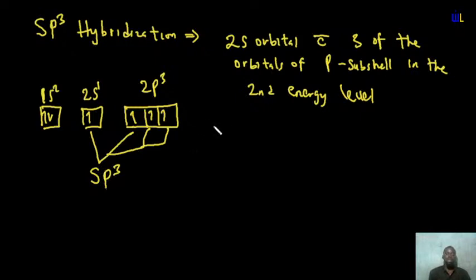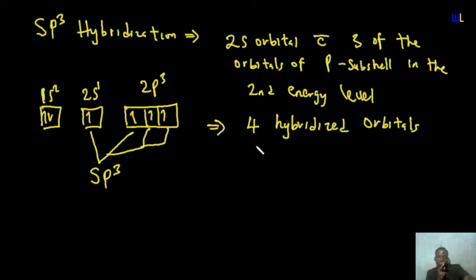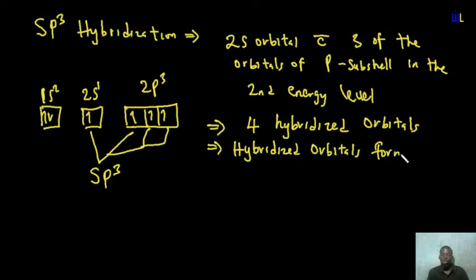Important things to note about sp3 hybridization. Number one is that there are 4 hybridized orbitals. Anytime you have a hybridized orbital, the type of bond the hybridized orbital forms is a sigma bond. So that's the second thing to note. Hybridized orbitals form sigma bonds. Which means we can also say that there are 4 sigma bonds.